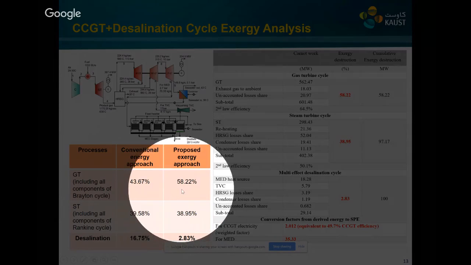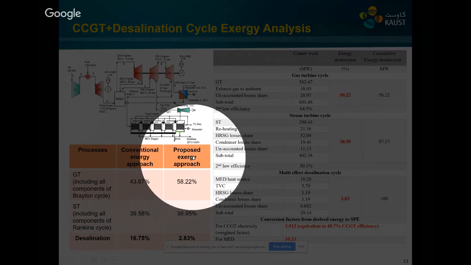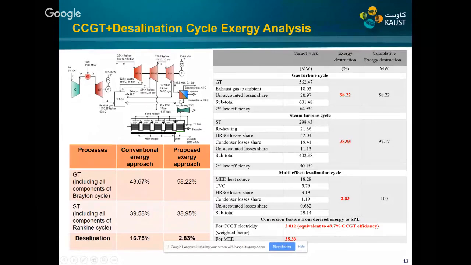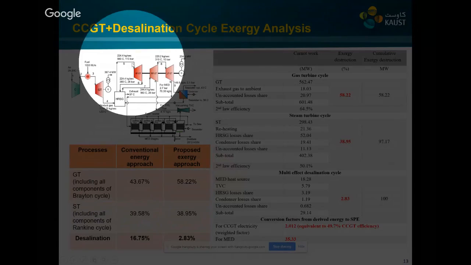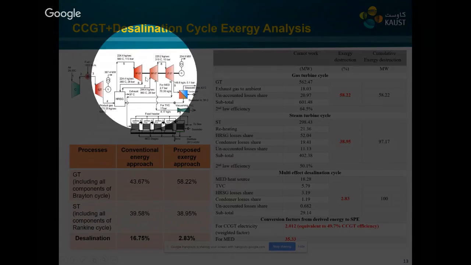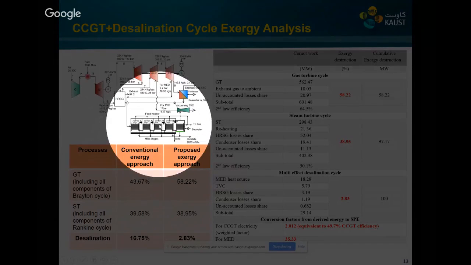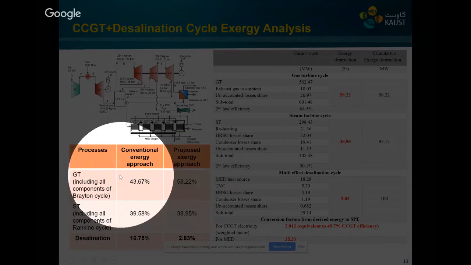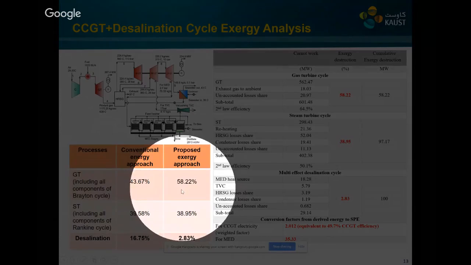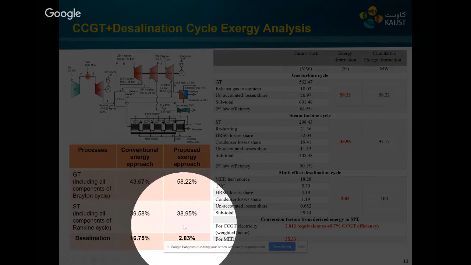But if we apply the fair and correct exergy approach, the exergetic analysis is the only analysis that can capture the quality or the grade of the working stream utilized by the different processes. So we can successfully capture the exergy of the working stream, or the quality of the working stream, utilized by each turbine and the desalination process, and we can see the figures are totally different. If we apply the exergy approach, the gas turbine consumes around 58%, the steam turbine is around 38%, and the desalination is only 2.8%.